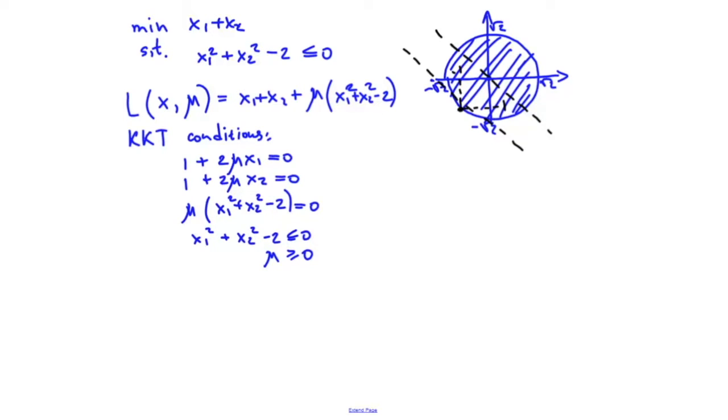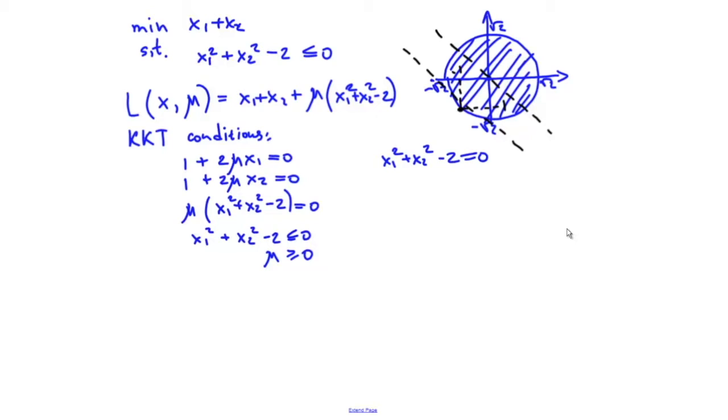So we typically start by looking at the complementary slackness conditions. So first, if we assume that mu is equal to 0, then we have 1 is equal to 0 from the first and second equation. So mu cannot be equal to 0, right? So we don't have stationary points inside of this circle, obviously. Now, the second case we need to consider is mu is not equal to 0, which means that x1 squared plus x2 squared minus 2 is 0.